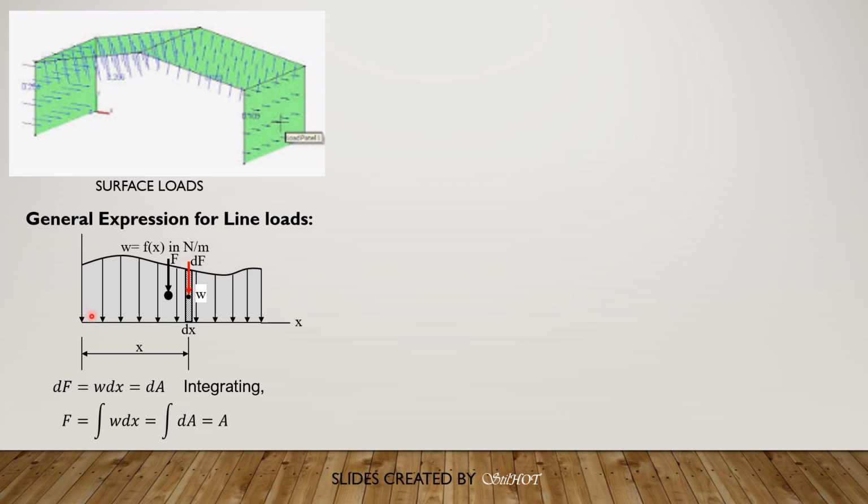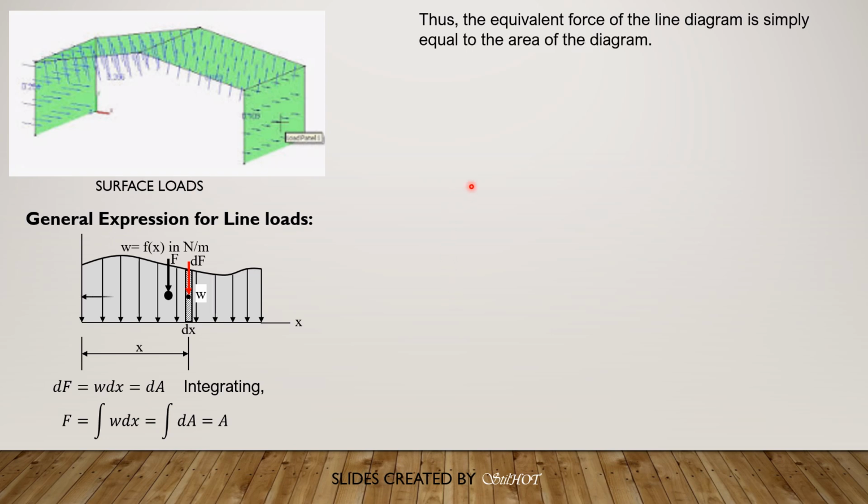So if we are familiar with the different geometric areas, it may be a rectangle, a triangle, or a trapezoid, or second degree loading, then we can easily compute the equivalent force acting at the centroid of that area. Thus, the equivalent force of the line diagram is simply equal to the area of the diagram.